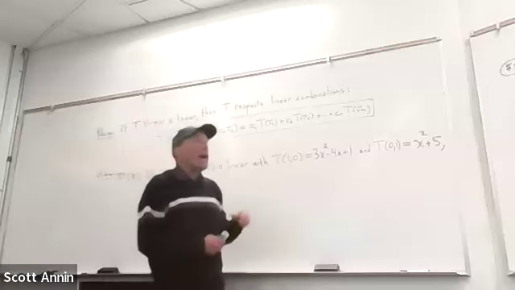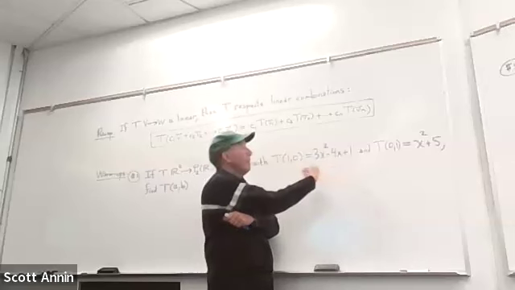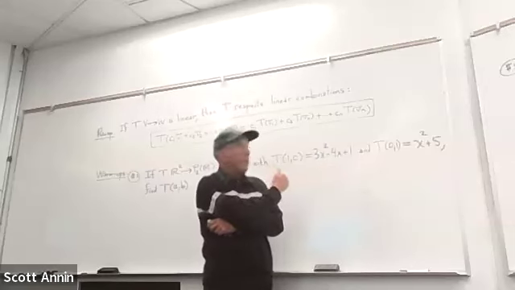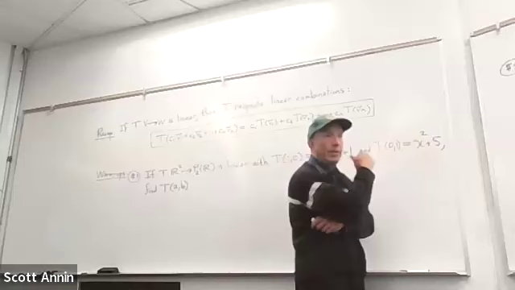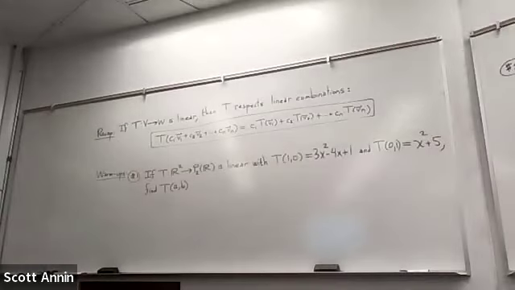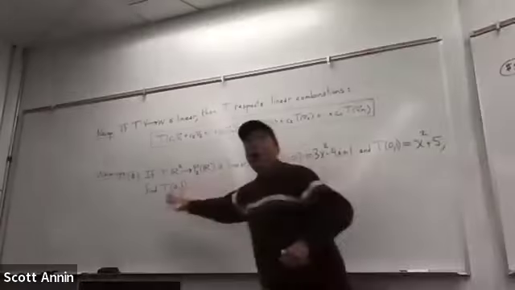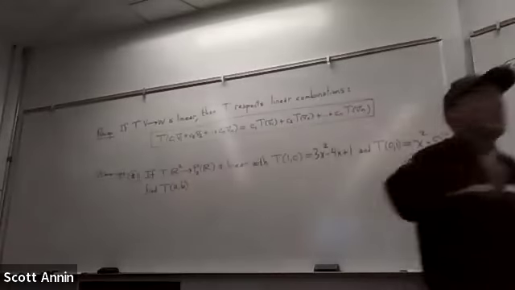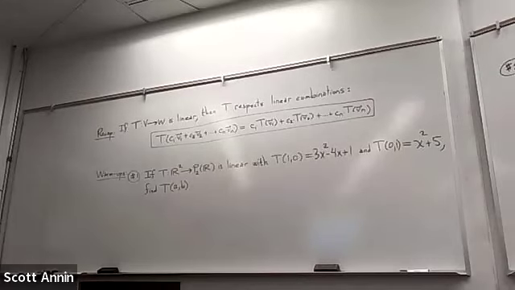For whatever reason, we happen to know that T of (1, 0) is this polynomial right here, 3x squared minus 4x plus 1, and T of (0, 1) is this polynomial right here, x squared plus 5. Let's say we know just those two values. It turns out that because T is linear, we can use those two values to find all of the values of the outputs of the transformation. I can figure out T of any point (a, b). That's what I'd like to show you here.